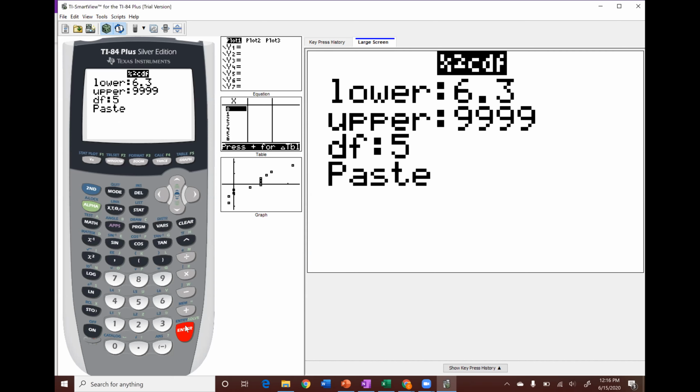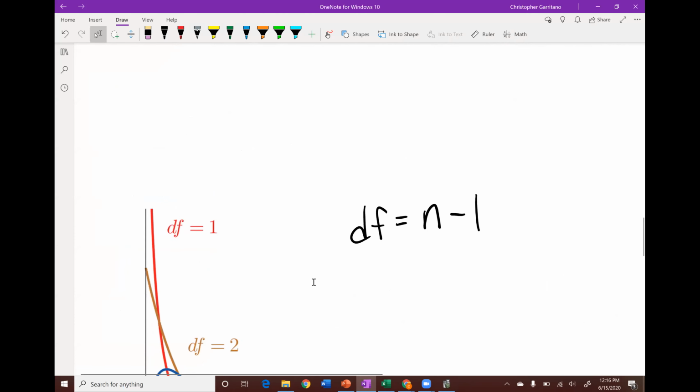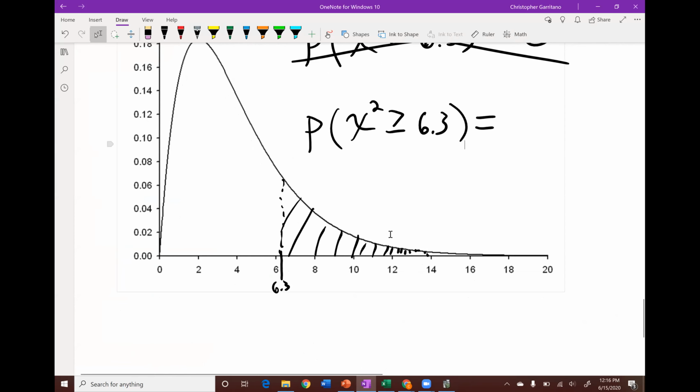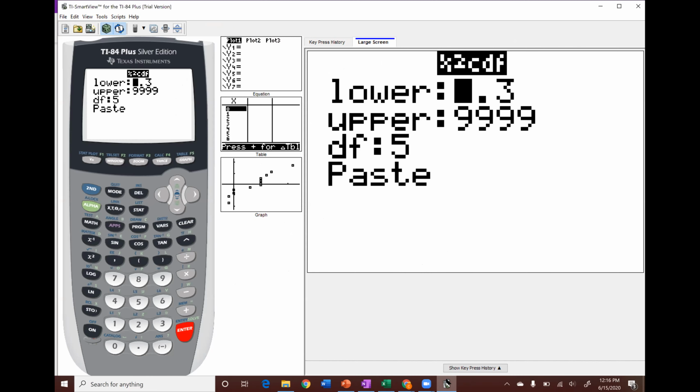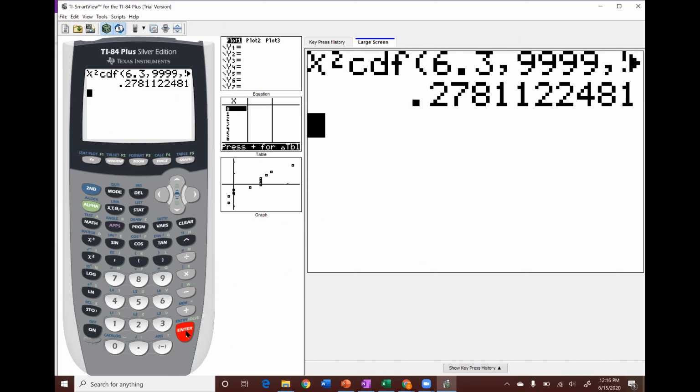And so I already input the values, but of course, our lower bound is going to be 6.3, and the upper bound is going to be just some large number. Again, this is corresponding to this area, this shaded region right here. All right, and of course the degrees of freedom is 5. Paste, enter, and you get a p-value of 0.2781.